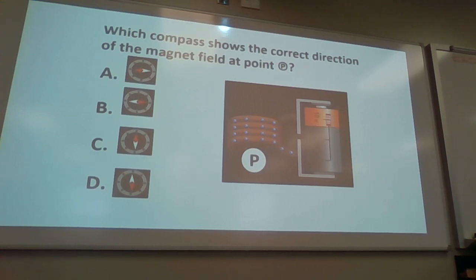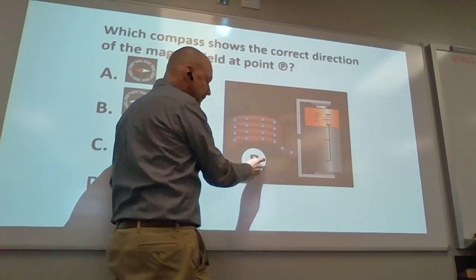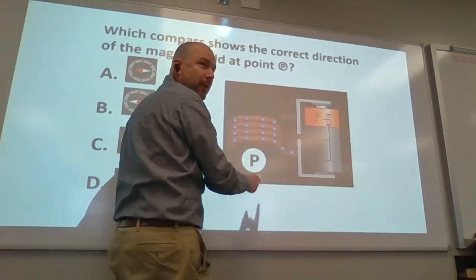How do you know which direction to point your hand? You're going to look at the part of the coil that's closest to you and try to grab that part with the thumb going in the direction of current. All these are closest. Behind here, that's far away.